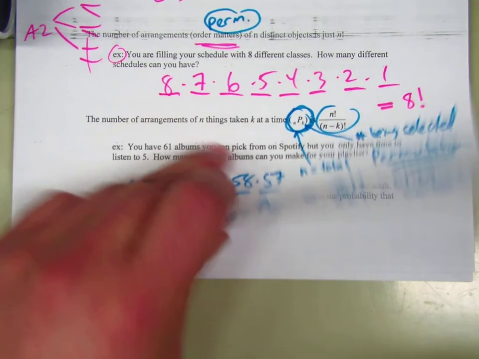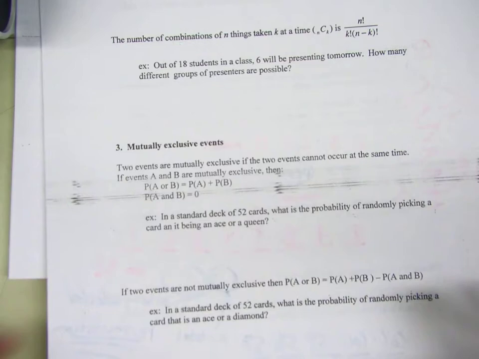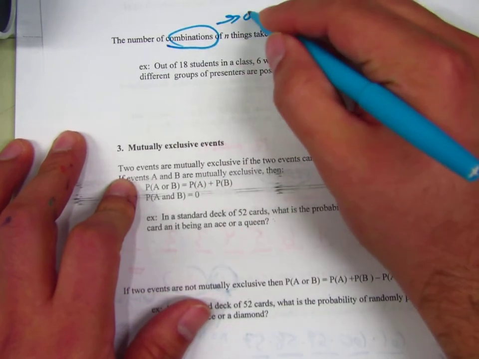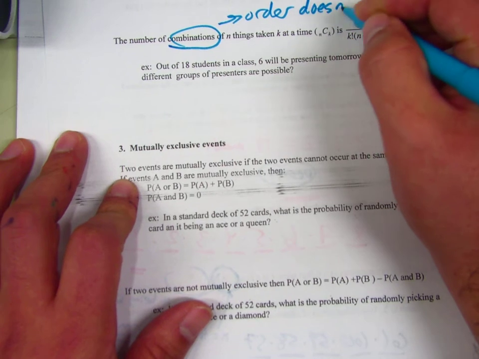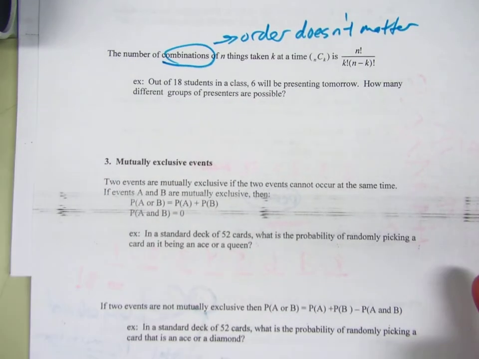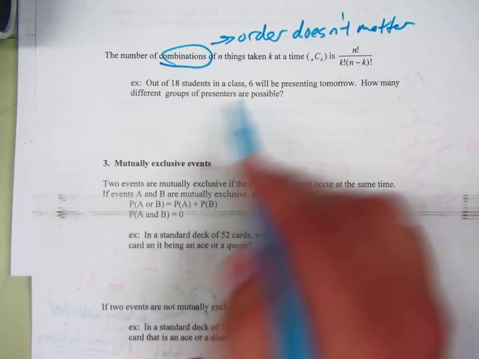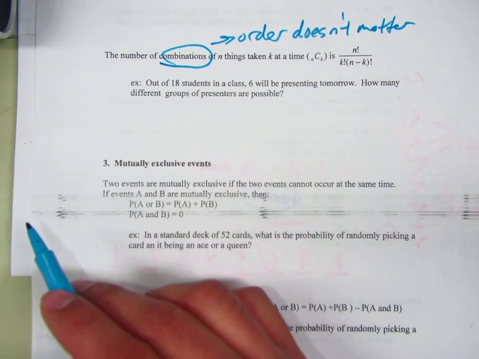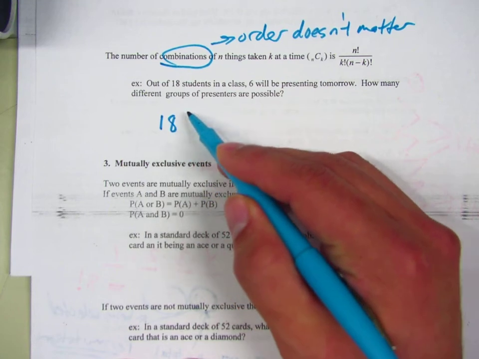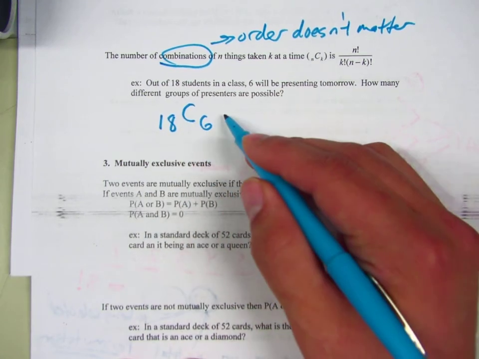Okay, the last counting thing before we start doing a contest. Actually, there's 2 more things, sorry. Let's do combinations. Combinations is where order doesn't matter. So maybe we're just interested in groupings, not necessarily in what order they're selected. For instance, if we have 18 students in a class and 6 are presenting, we would say there's 18 total and we're choosing 6. So you read that, 18 choose 6 to present.